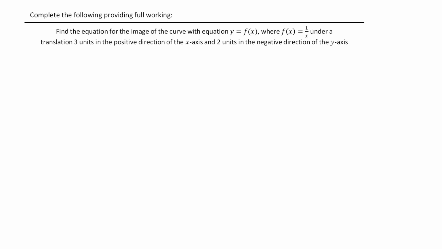We're now going to launch into some examples here, and we're going to be using both techniques that we've learned so far. So that is by inspection and by the method. So let's read this and see how we go. Find the equation for the image of the curve with the equation y is equal to f of x, where f of x is equal to 1 over x under a translation 3 units in the positive direction of the x-axis and 2 units in the negative direction of the y-axis.